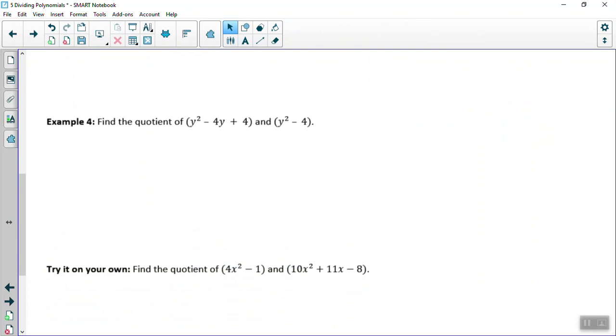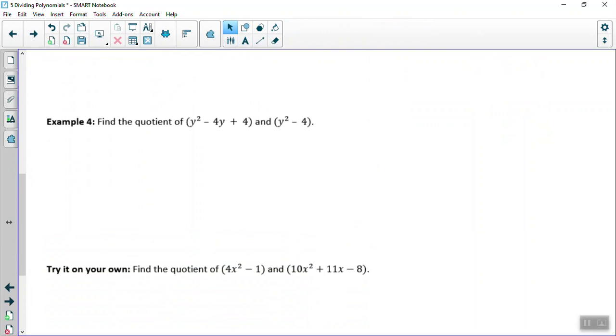Sometimes they're not always presented to you as a fraction. They use that word quotient. Quotient means divide. So we're going to do the same thing. This is my numerator. This is my denominator. I'm going to factor out the numerator, factor out the denominator, and then we can cancel them out. Quotient, remember, means to divide. So if it's not presented as a fraction, look for those key words.